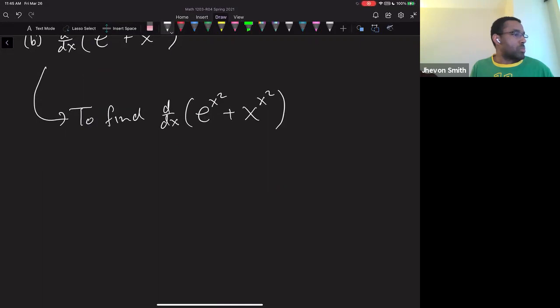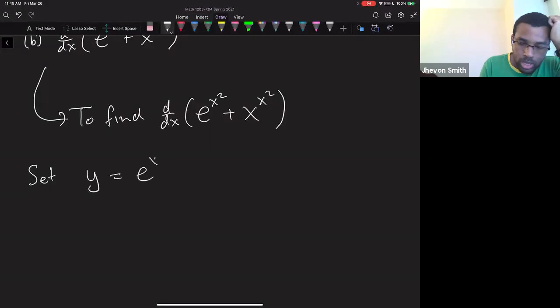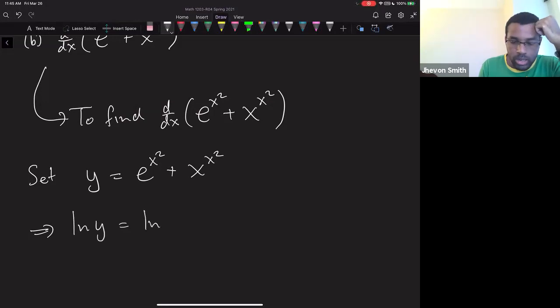I wasn't sure if it was right, but I set it equal to y and then put ln on both sides. So set y equals e to the x squared plus x to the x squared, and then ln both sides. So what does that look like over here? So you did something like this?